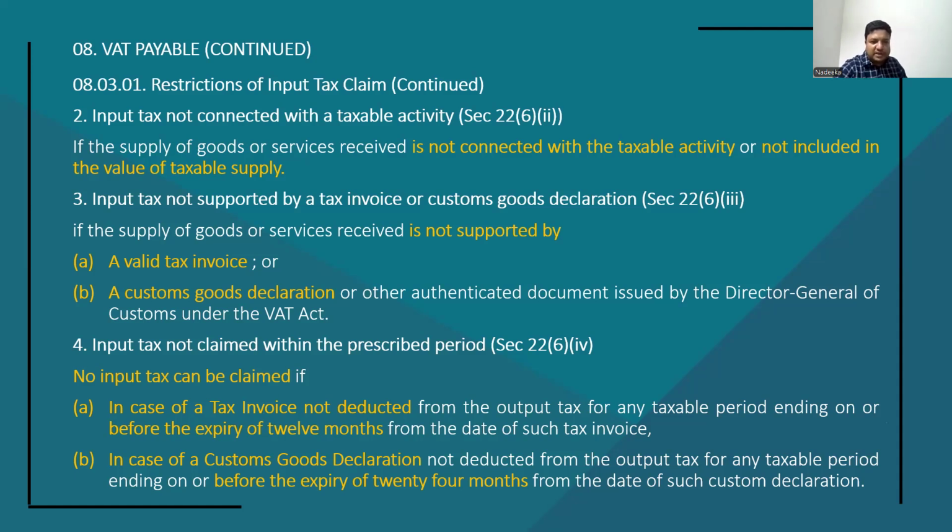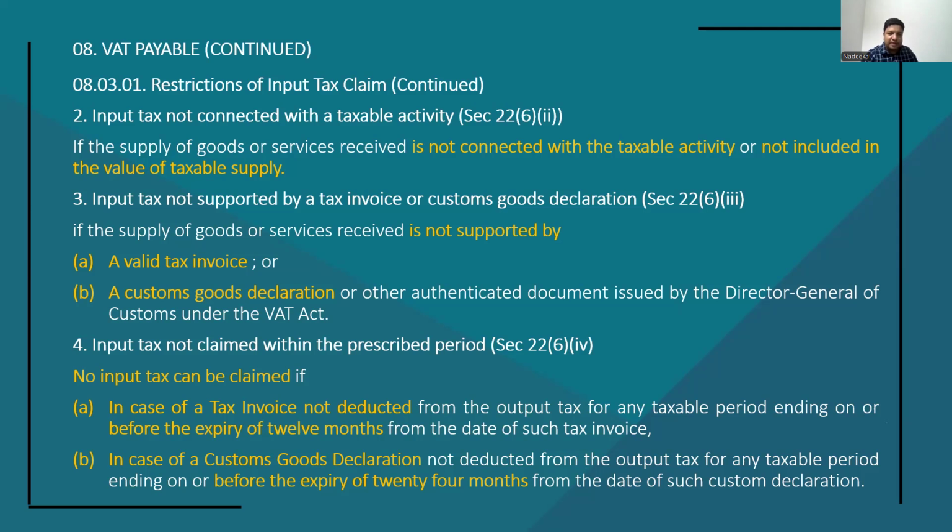Third one, input tax not supported by a tax invoice or customs goods declaration. So we will discuss about this tax invoice in a while. When you purchase locally goods or services, the input tax should be supported by a document called a tax invoice. If you have a tax invoice only, you can deduct it. If you don't have a tax invoice, then you can't deduct it. If you import, the supporting document is the customs goods declaration. So if that document is there only, you can deduct your input tax, otherwise you can't. So if the supply of goods or services received is not supported by a valid tax invoice or a customs goods declaration, then you can't claim input tax.